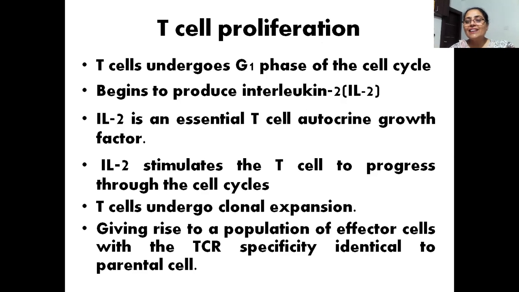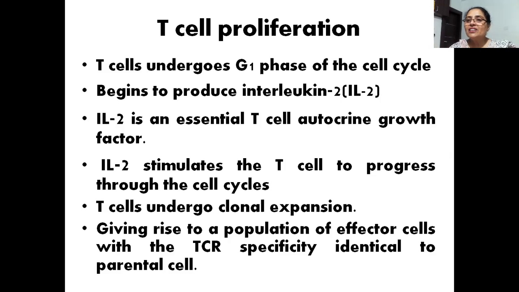Now let's come back to the activation of T cells. T cells are activated when two signals are present. First, the TCR receptor should receive the specific antigen from antigen presenting cells, and the antigen presenting cells should be expressing B7. Now this B7 binds to CD28. Once this two-signal system has started, the T cell undergoes the G1 growth phase of the cell cycle, and it begins to produce interleukin 2. The role of interleukin 2 is also very important. Interleukin 2 is essential, and it is the autocrine growth factor for T lymphocytes.